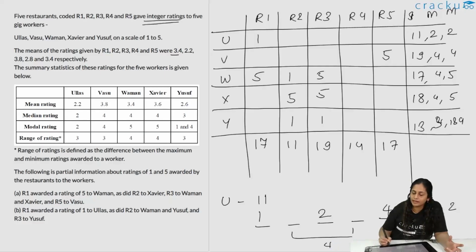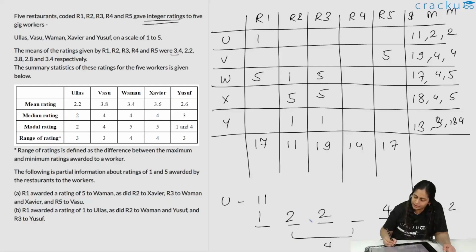The modal rating is 2. So 4 can be either 1 and 3 or it can be 2 and 2. Since the mode is 2, if it was 1 and 3, the mode would have been 1. If it was 1 and 3 over here, the mode of Ullas would have been 1 because 1 comes twice and 2, 3, 4 come once. So the mode would have been 1. But since the mode is 2, it is not 1 plus 3 but it is 2 plus 2 as such.